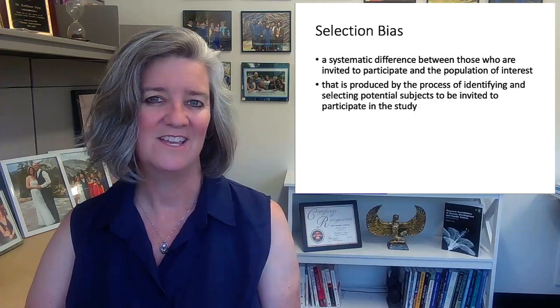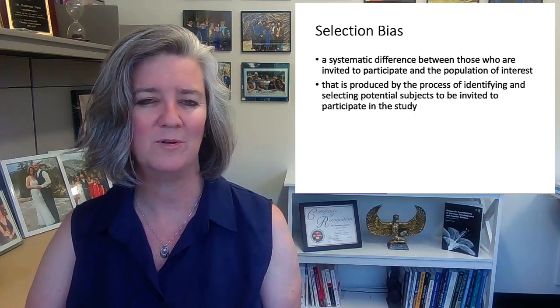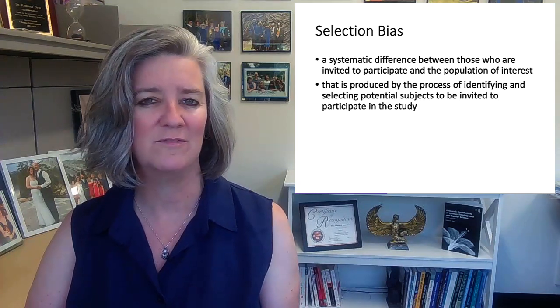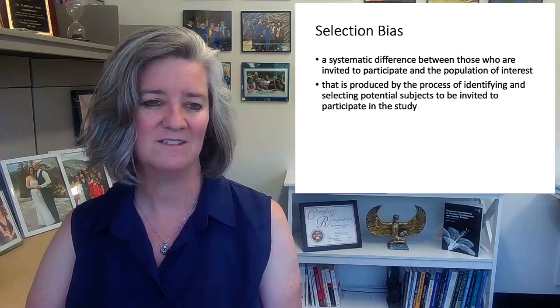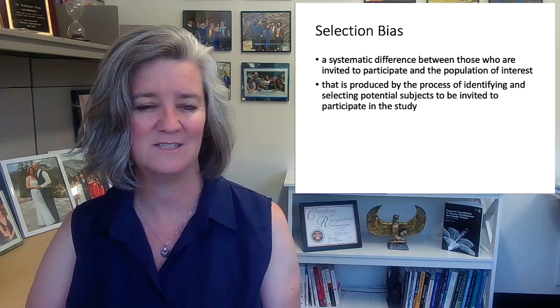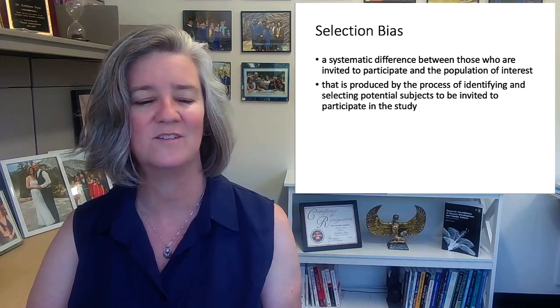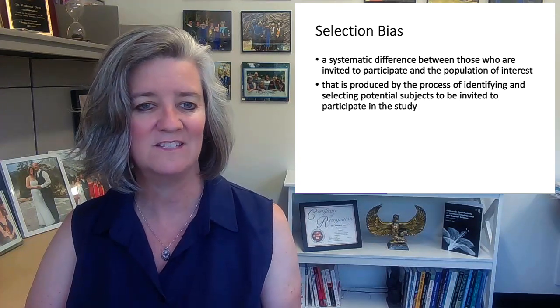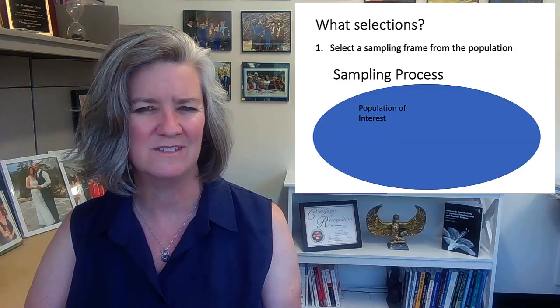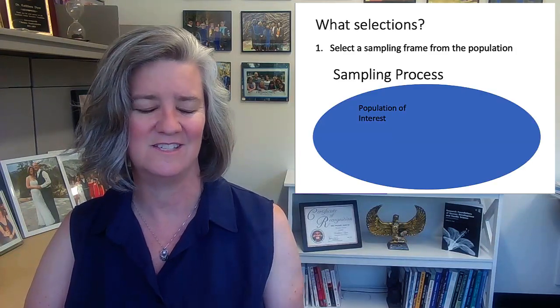Selection bias is a systematic difference between people who are invited to participate and the population of interest. Selection bias is produced essentially by the scientists. It's produced by the process of identifying and selecting potential subjects. What do I mean by that? What selections does the scientist make?